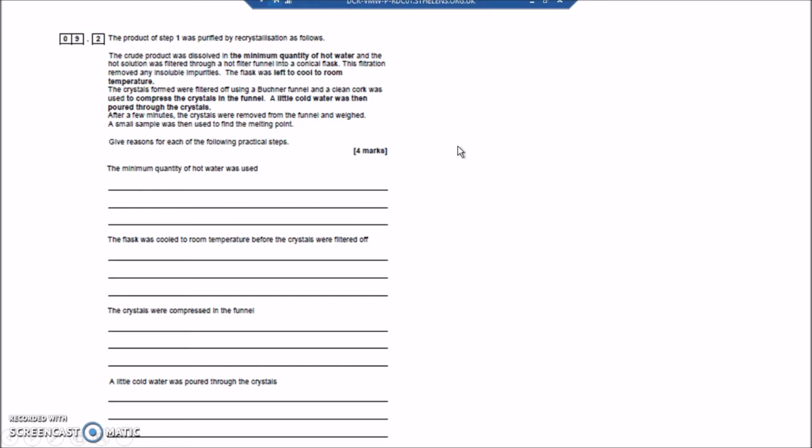We've got some recrystallization going on here. Why is the minimum quantity of hot water used? The idea is that you use hot water or a hot solvent so that the crystals that you want dissolve and the impurities don't dissolve. Then you filter off the impurities and you end up with the crystals that you do want in the water. The reason it's hot water is that when you cool them, less crystals can dissolve and they'll come out of solution. But if you use too much water, they'll never come back out of solution despite cooling.